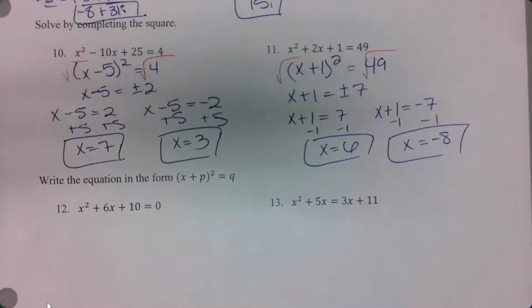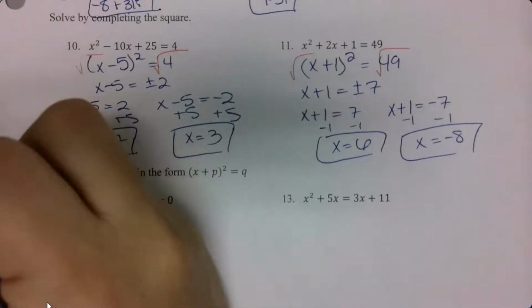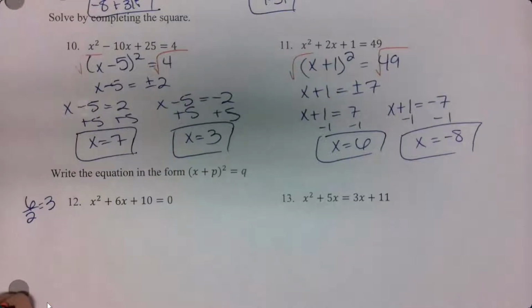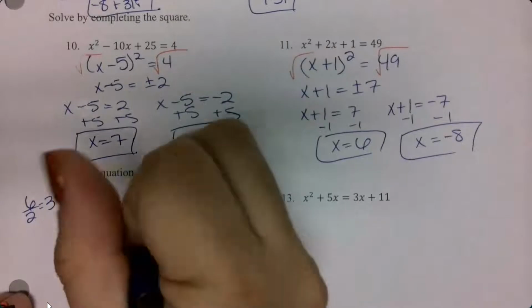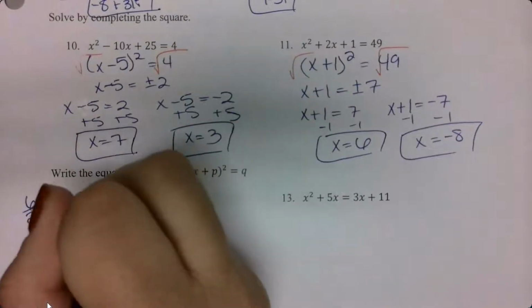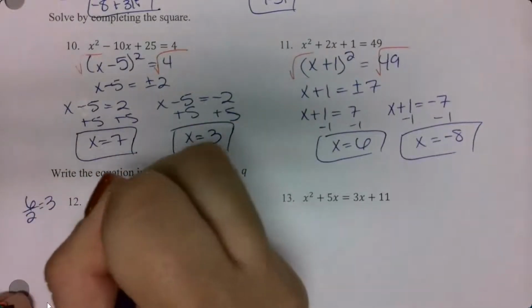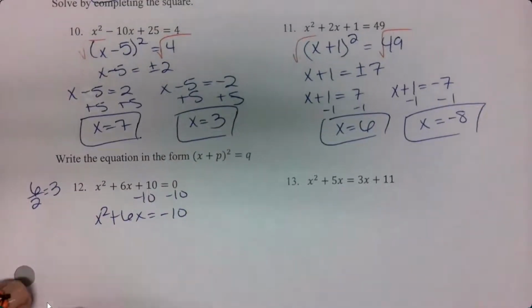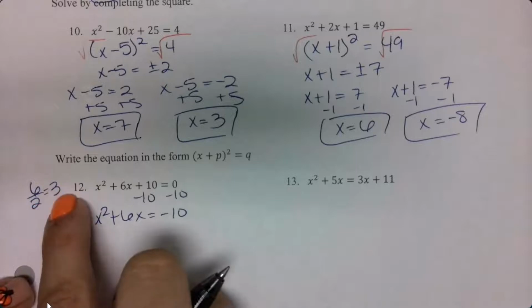Okay. These ones want me to write the equation in the form x plus p squared equals q. This is completing the square. So what I want to do is take half of my b value. So I'm going to do 6 divided by 2, which gives me 3. And actually, first thing I want to do is move that 10 over. So I have x squared plus 6x equals negative 10. Then I want to take the 6 and divide by 2, which gives me 3.